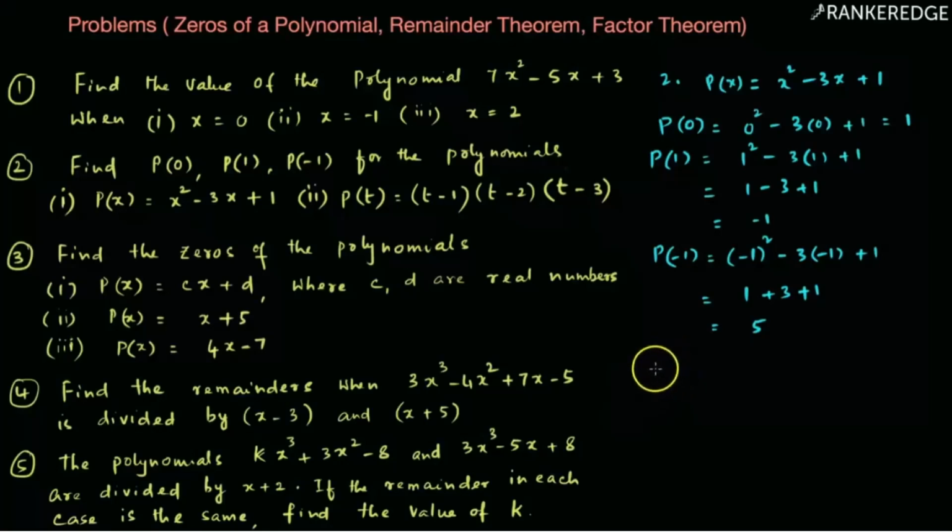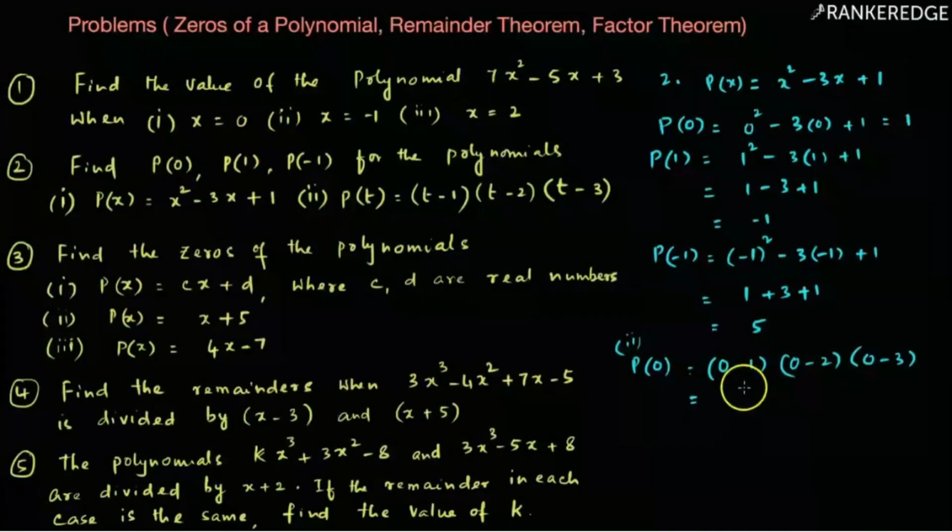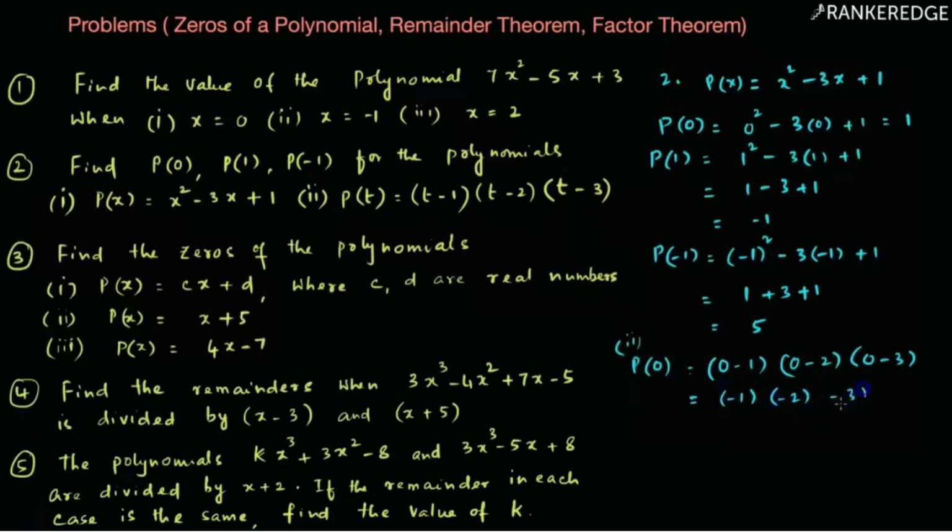For the next one, I have to find the value of this polynomial p of t when t is 0, 1 and minus 1. Let's calculate first p of 0 for the second one. I put 0 wherever I see t in that polynomial. 0 minus 1 into 0 minus 2 into 0 minus 3. Observe that that's a cubic polynomial. t into t into t, so that gives us a highest power as 3. So it's a cubic polynomial. This will be minus 1 into minus 2 into minus 3. That gives me minus 6.